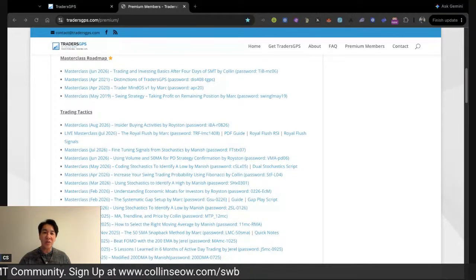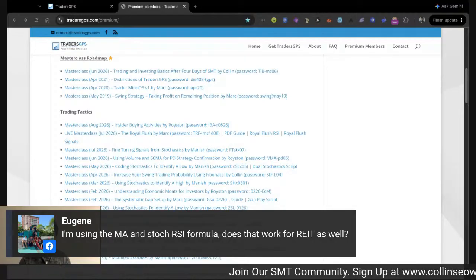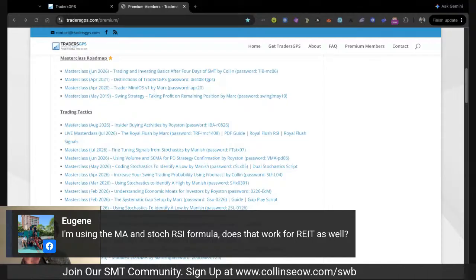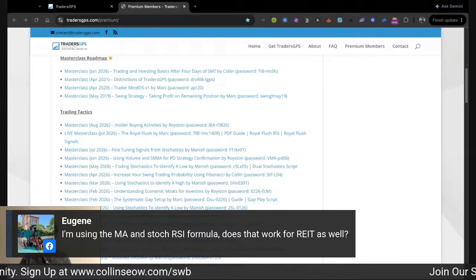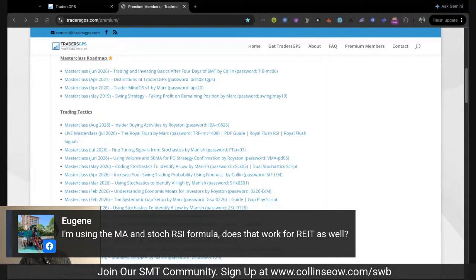One question: I use the MA and stochastic RSI. Does it work for REITs? No, it doesn't work for REITs. So please be careful. It doesn't work for REITs. Not the individual stock. Okay, never mind.